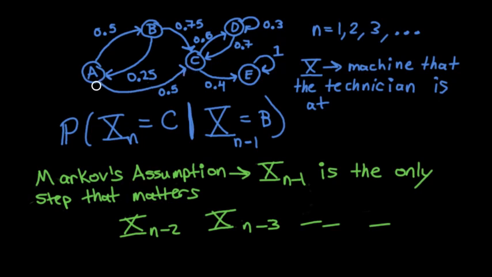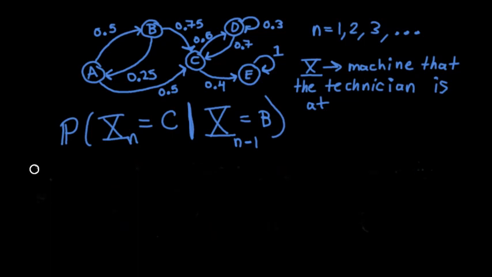There is no given that the technician was at machine B and then at machine A, what's the probability that it goes to C? Nope, doesn't happen. All we care about is one time step back, one epoch back. These do not matter.